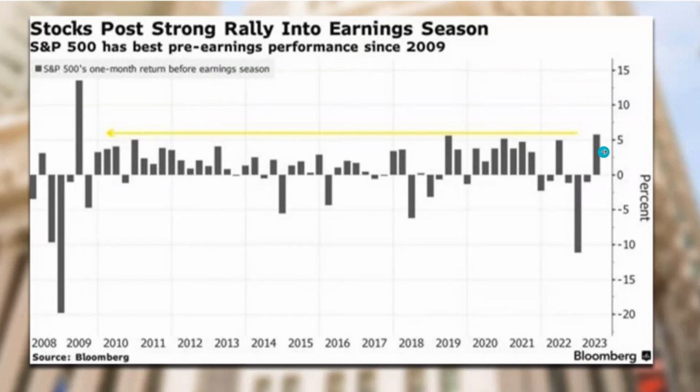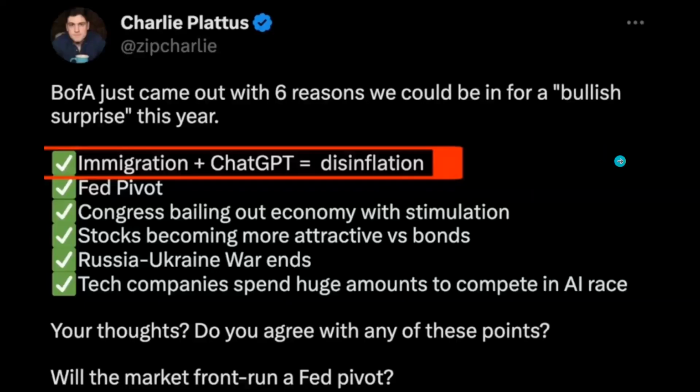Now, why is the market rallying so hard? Well, it's not because Zip Trader Charlie posted 6 reasons from Bank of America why we could get a bullish surprise this year, but he is a ravishing young fellow. So quick shout out to Zip Trader Charlie. One of the things that Bank of America was talking about was immigration. You have ChatGPT, which they're saying is going to be disinflationary. The Fed pivot, of course, is pretty much the number one thing that everyone is looking at. And Congress bailing out the economy with stimulation.